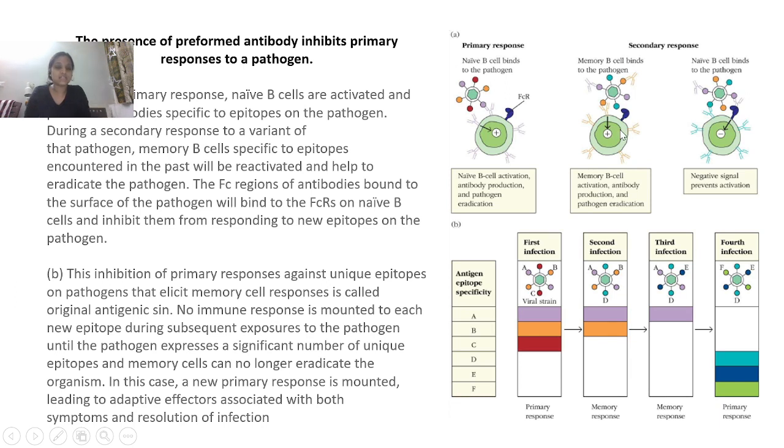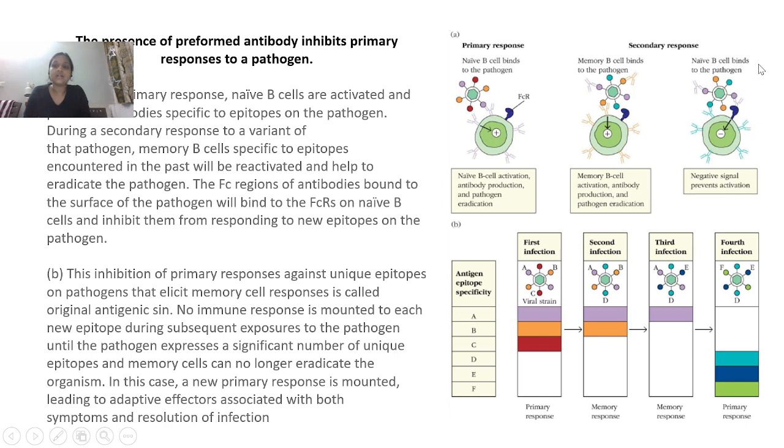And there are Fc regions of the antibodies which will bind to the surface of the pathogen. Here there are Fc regions which will bind to the surface of the pathogen and they will in turn bind to the Fc receptors present on the naive B cells and inhibit them from responding to new epitopes on the pathogen. So here you can see memory B cell activation, antibody production and pathogen eradication.